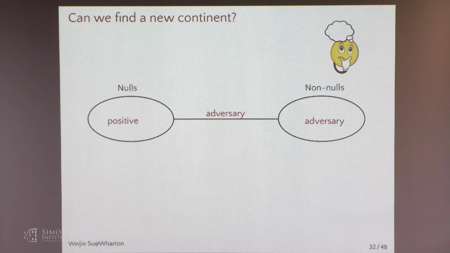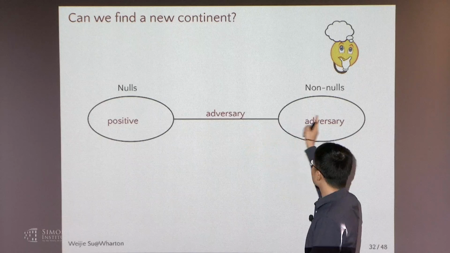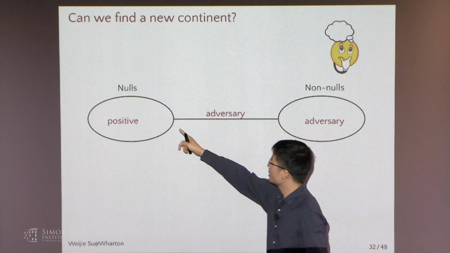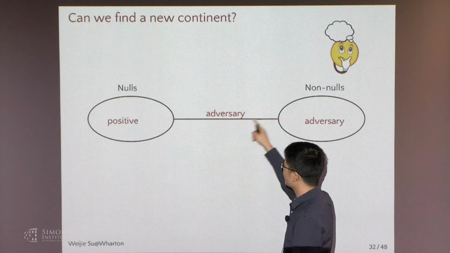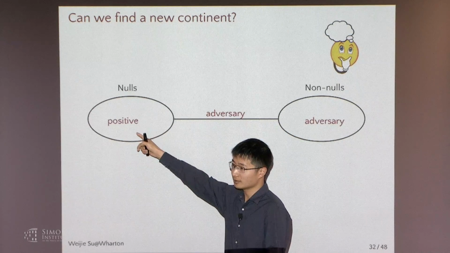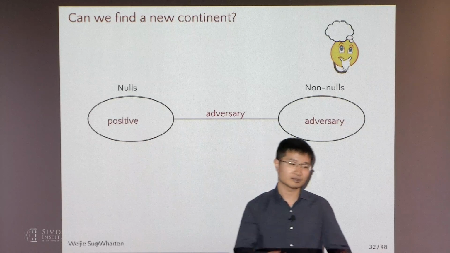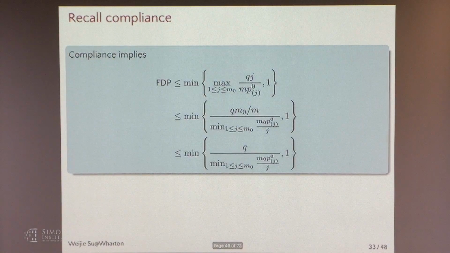And now, can we extend the FDR control world? Meaning that we still leave this arbitrary, and leave the null and the non-null dependence arbitrary, and relax the independence condition to a positive condition. Can we do it? This is the rest of the talk.